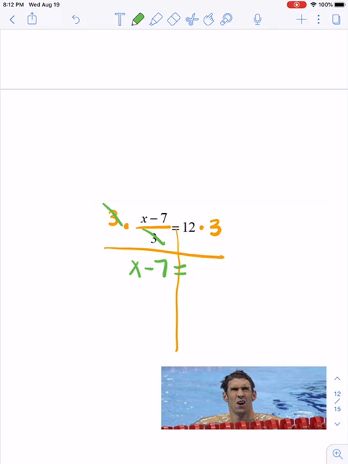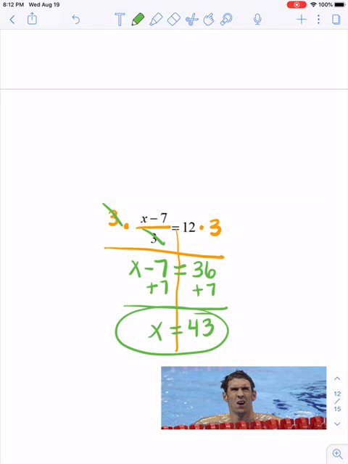So I get x minus 7 is equal to 12 times 3, which is 36. Then it's just a nice one-step equation. So I get x is equal to 43. Again, you can always check this by plugging it back in, and that's definitely a good idea, especially on any assessments. And make sure you got the right answer.